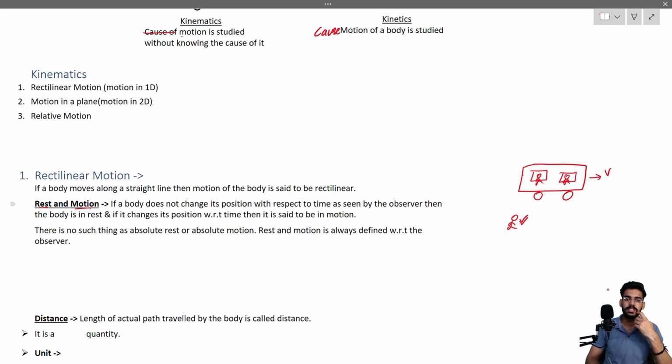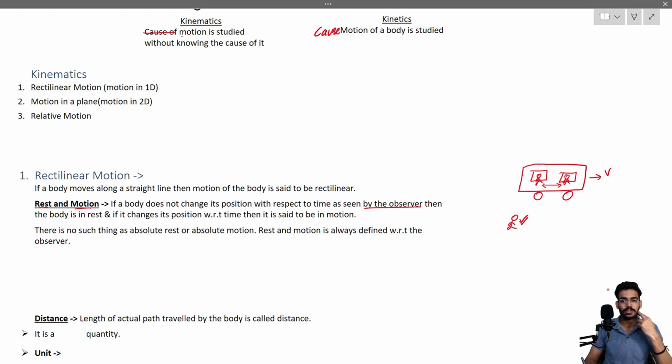So what is written here? If a body does not change its position with respect to time as seen by the observer, then the body is at rest. Note: by the observer. In the first case, the observer was you. According to you, my distance from you is constant, it is not changing, so according to you I am not moving.